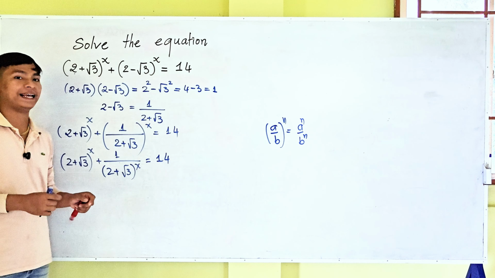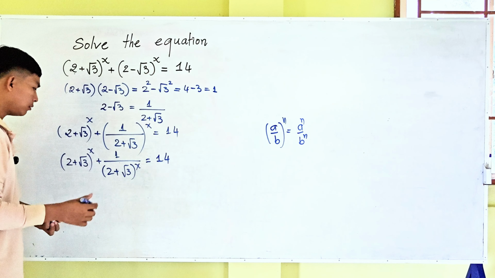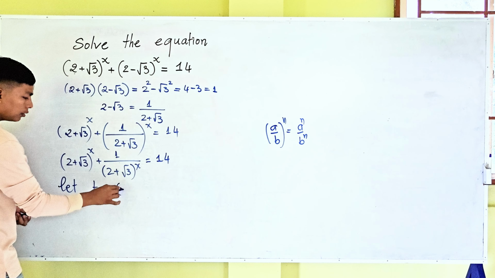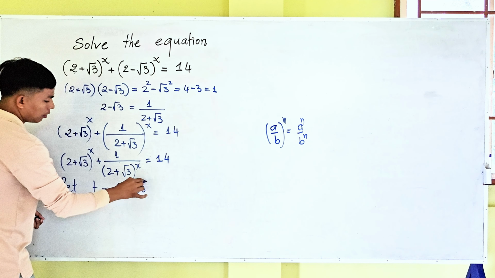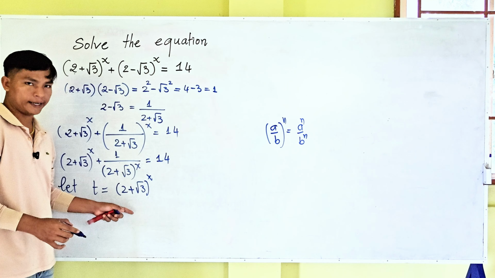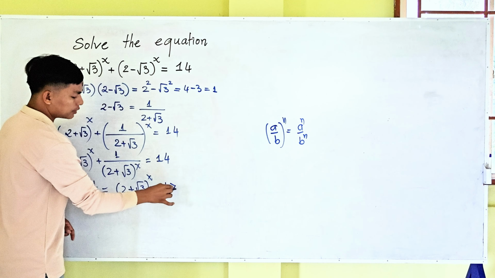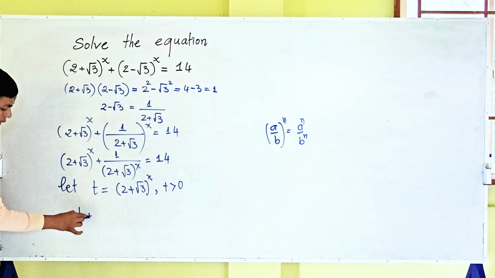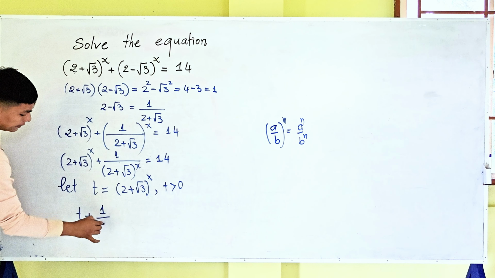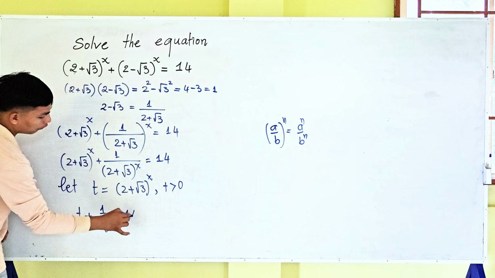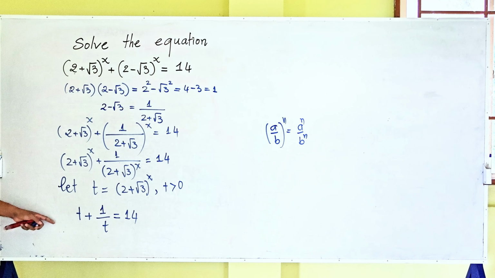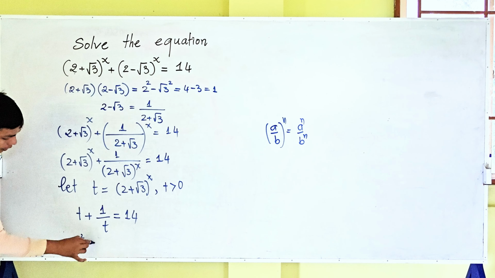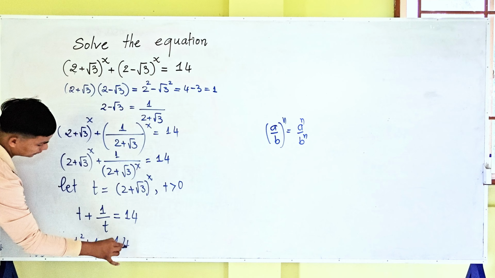So we can replace it by a new variable. Now I let t equal (2 plus square root 3) to the power 8. It is an exponent, so it must be positive. And now we get t plus 1 divided by t equal 14. And then we multiply both sides of this equation by t. We get t squared plus 1 equal 14t.